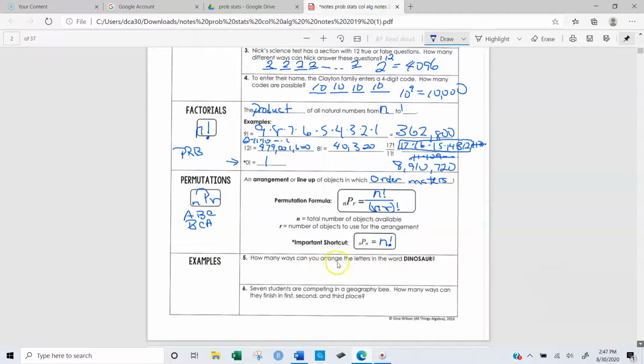All right, how many ways can you arrange the letters in the word dinosaur? Well, when you look at it, dinosaur has 8 letters, and I want to choose all 8 of them. So r is how many you're using, n is how many you're starting with. So out of my 8 letters, I am choosing all 8. The way we do this, this here's our shortcut right here, so that's just 8 factorial. You can type that into your calculator, 40,320. I'll recognize it from above. Okay, pause and do yours.